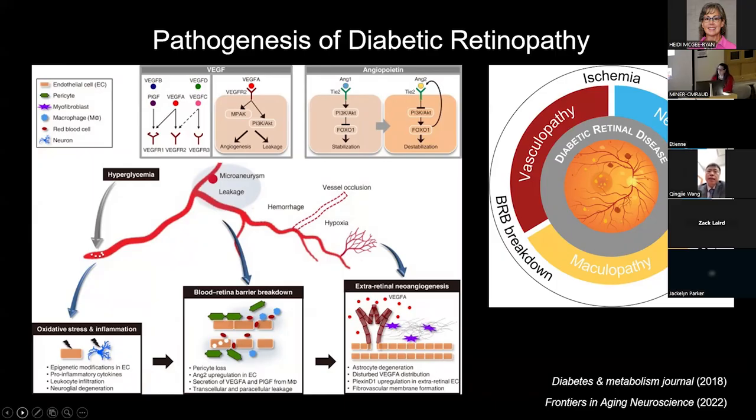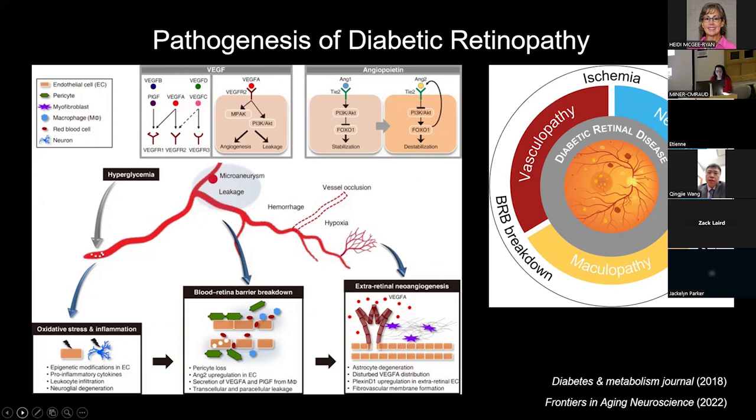At least in the retina, that can happen, but in other parts of the body, like in the kidney or in nerve or other parts of the body, that's a slightly different mechanism. But at least in the retina, when we talk about diabetic retinopathy, the abnormal new blood vessel formation is basically one of the key events which can happen at a later stage.